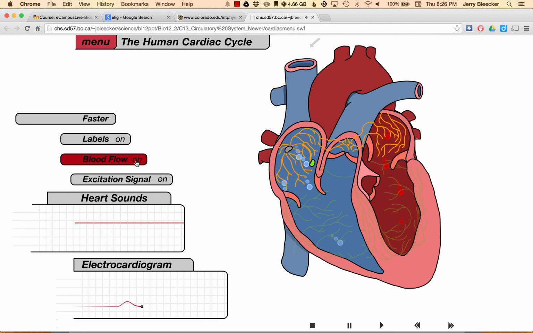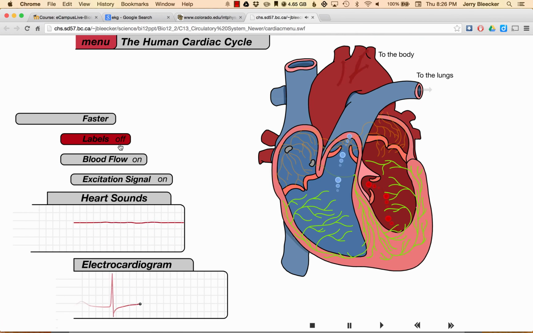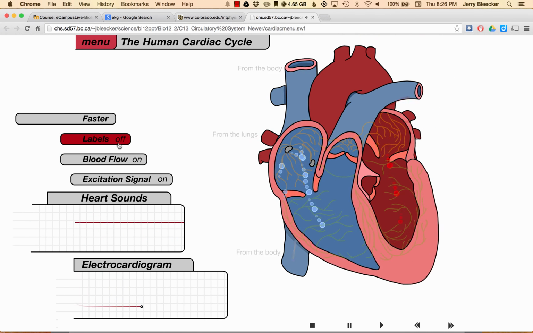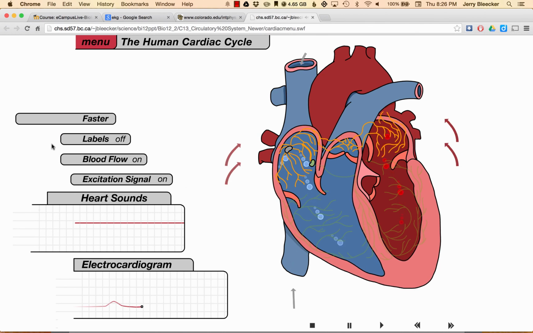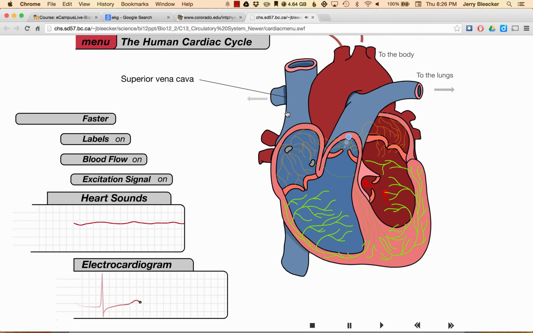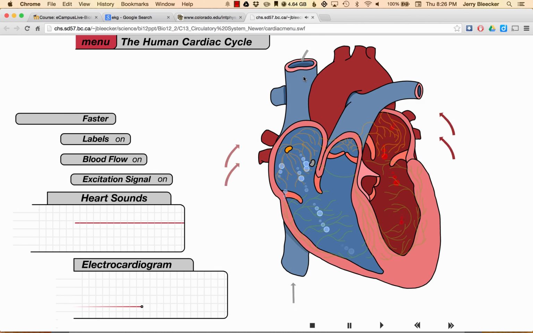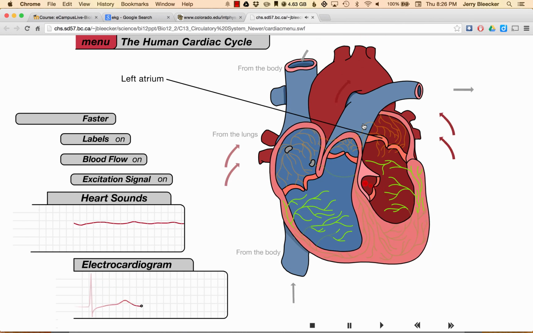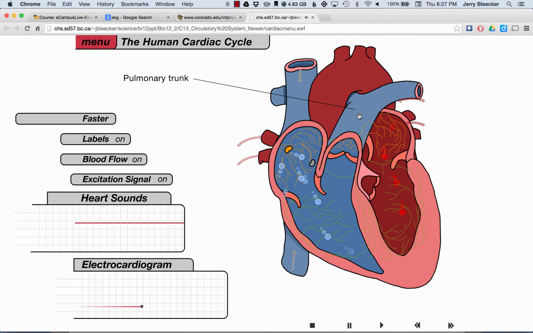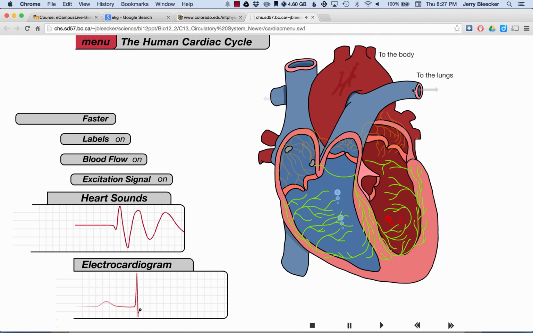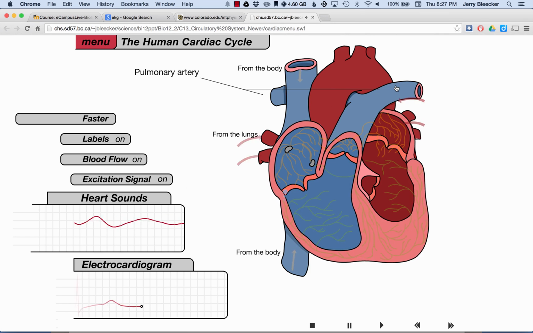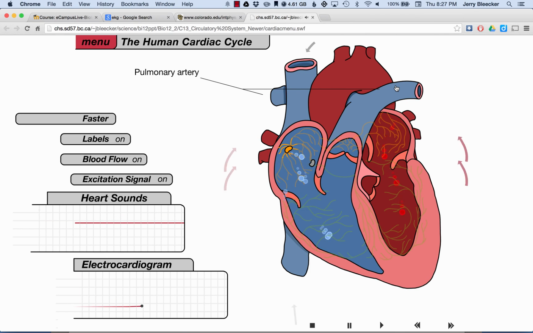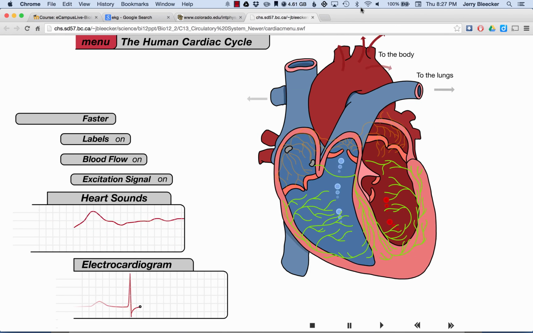With the blood flow on, it's great. You can turn the labels off. You can turn the labels on. It's a really good way to get to know things because there's your superior vena cava, there's your aorta, right? Pulmonary trunk, that just leads up to the pulmonary arteries. There we go, leading to lungs. It's a good animation. It's a good way to quiz yourself.